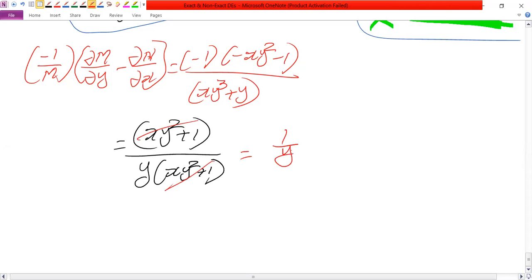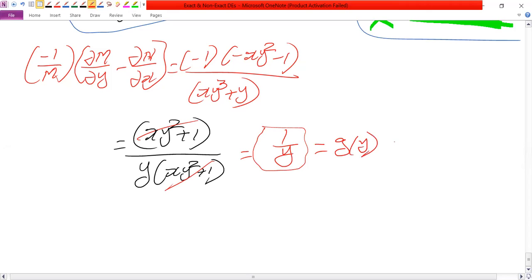So as we discussed in type 4, minus 1 by m into dou m by dou y minus dou n by dou x must be only a function of the y variable. It should not have any x variable. So here also we got only the y variable, 1 by y only. So we take it as g of y.